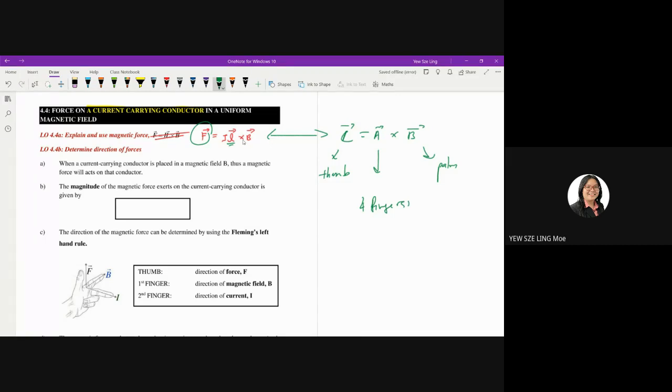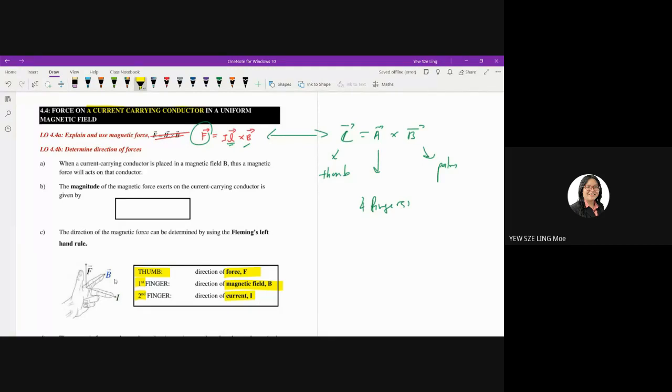Now, the direction of the length is the direction of current, and the direction of the magnetic field is represented by the palm. If you use Fleming's hand rule as shown in the figure, then you need to memorize a new set of hands, where your thumb represents force. First finger is the magnetic field, second finger is the current.